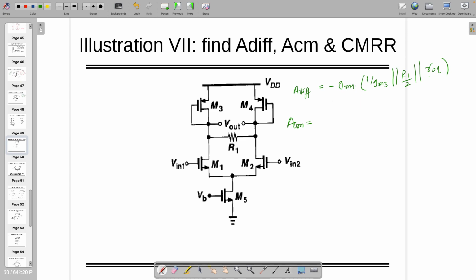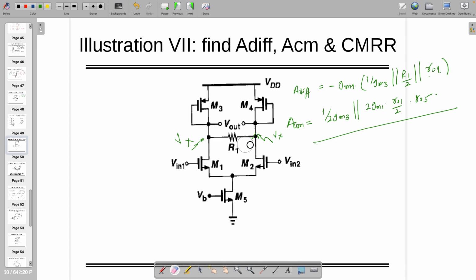1 by 2GM3 in parallel with 2GM1, R naught, 1 by 2 into R naught 5, then R1. In common mode, this potential and this potential are both the same, both are Vx, so it's shorted.